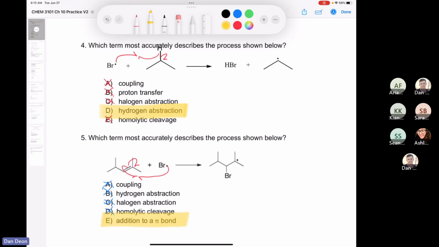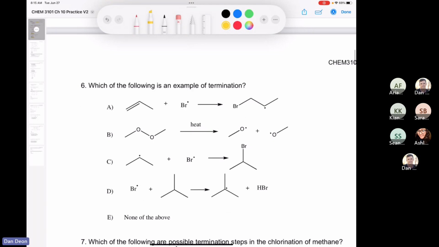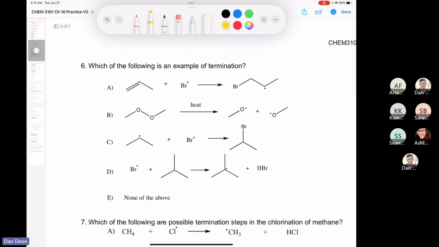Let's keep moving along. All right, so now we're on to question 6. Oh boy, it's a long one here. It says, which of the following is an example of termination? Well, remember we have initiation, propagation, and termination. And termination is when you have two radicals. I'll just draw two R groups coming together, and then you annihilate the radicals, right? So you end up forming a sigma bond, and then you have no radicals at the end.